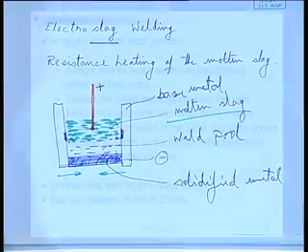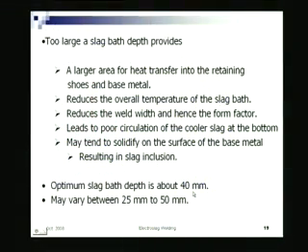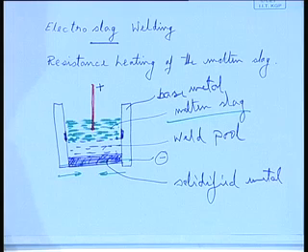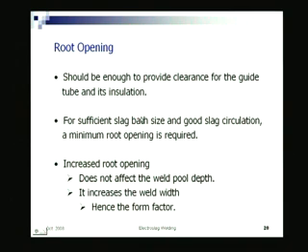So, the optimum bath depth is about 40 millimeter, and it may vary between 25 to 50. So, around 25 to 50 millimeter is what one should try to maintain as the depth of the slag pool. Root opening, the gap between the two plates being welded, should be enough to provide clearance for the guide tube and the insulation.